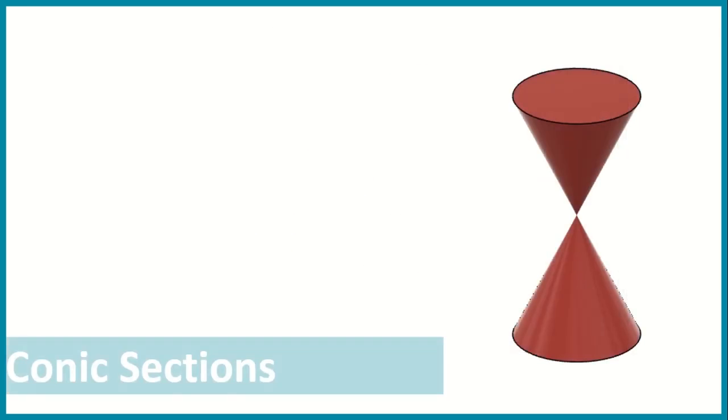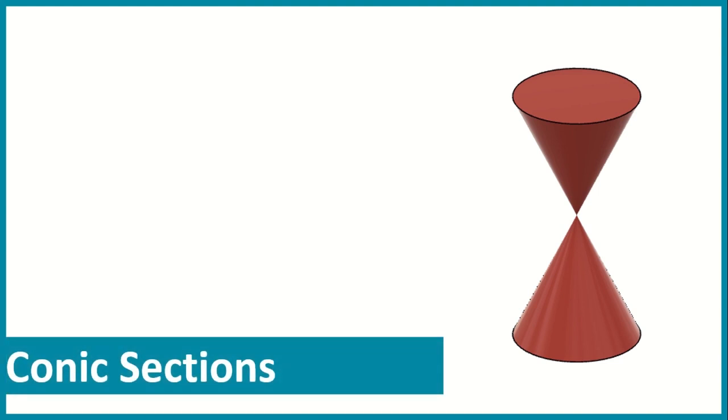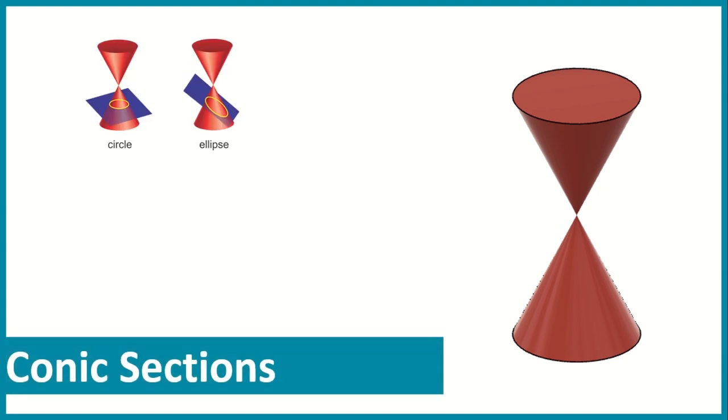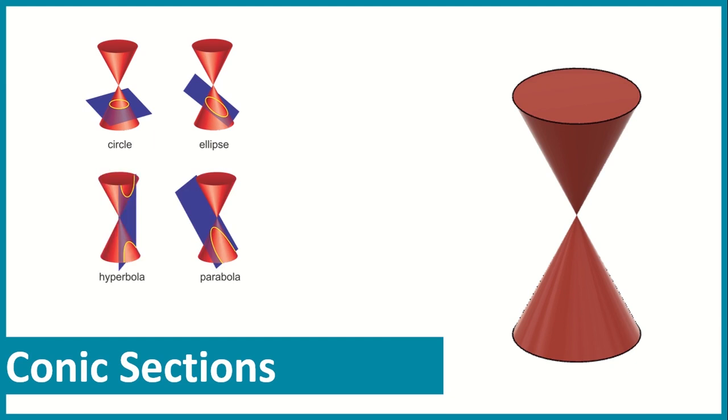In today's video, we'll be exploring conic sections. If you cut or slice a cone at a particular angle, you get different shapes. These include the circle, the ellipse, the parabola, and hyperbola. In today's video, we'll be focusing on the parabola.